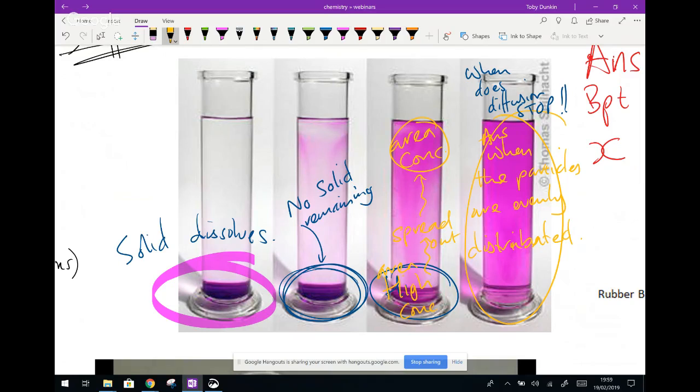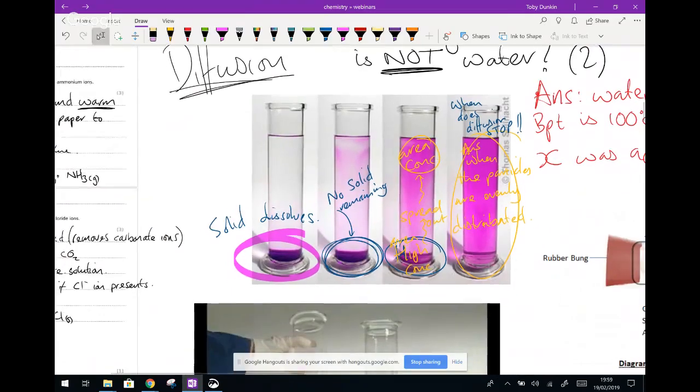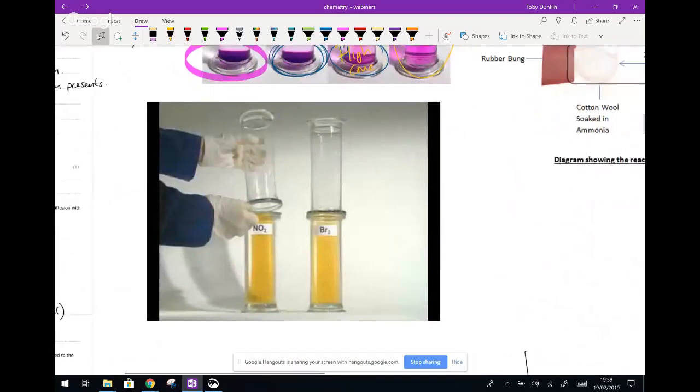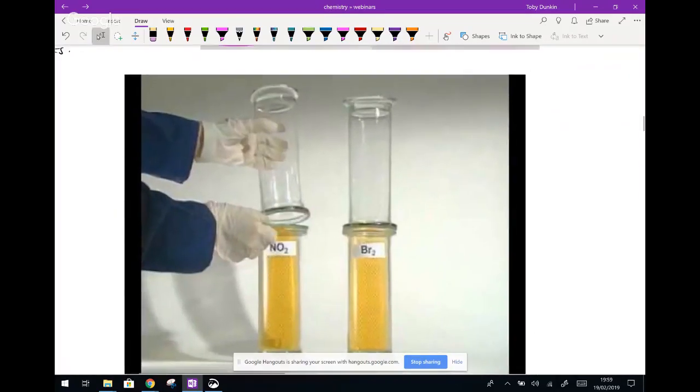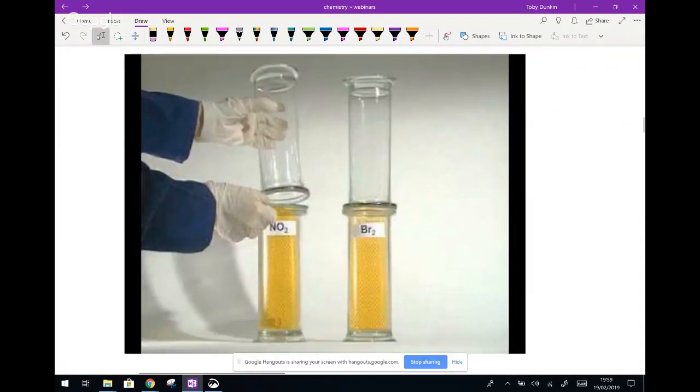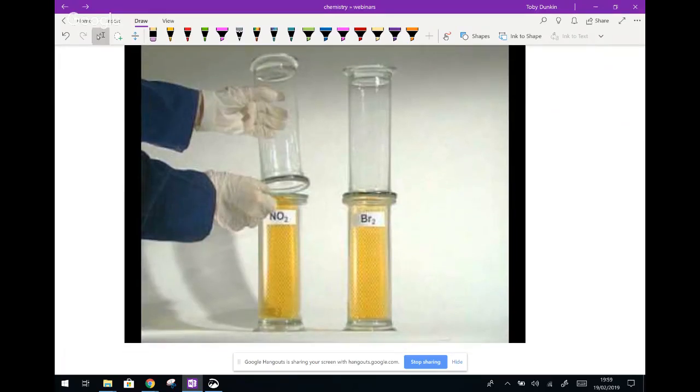They love that question. That question seems to be arising more often than the actual diffusion question itself, which I think is fascinating. The next one, 2 gases. So we now have bromine versus nitrogen dioxide. Now I did this in the video. If you haven't had time to watch the video, you can go back and watch that later. Yes, I've done it. The video is on my channel.